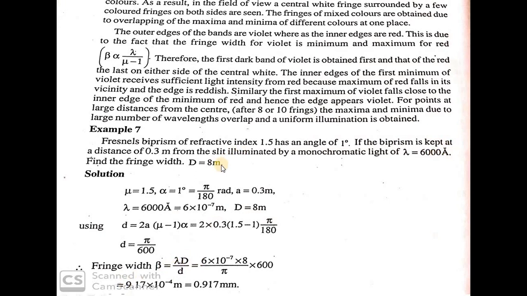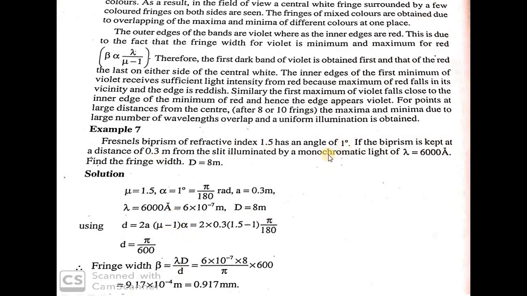Capital D is given to be 8 meter, and what you have to find is small d. We have an expression for small d: it is 2a (mu minus 1) alpha. A is 0.3 meters, the refractive index given is 1.5, and alpha is given to be 1 degree.